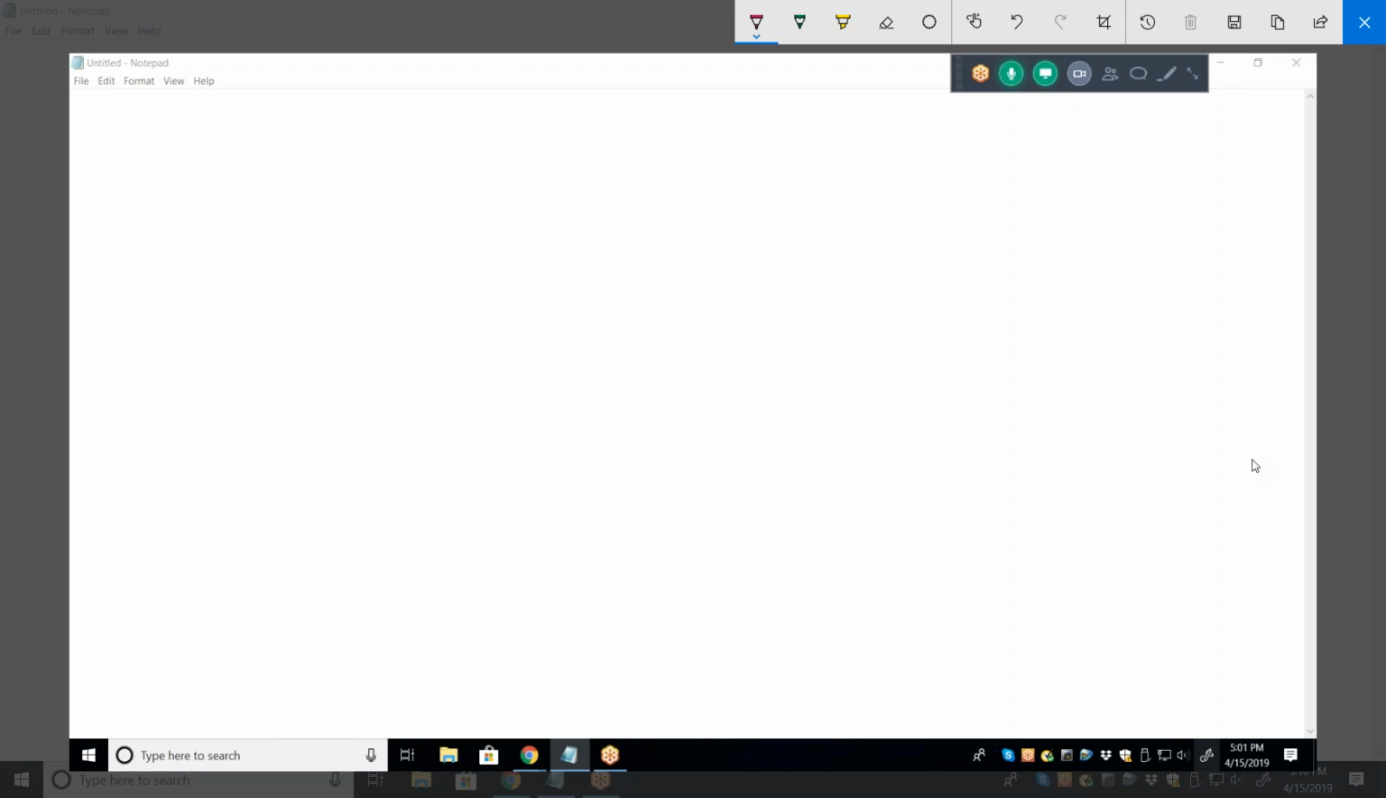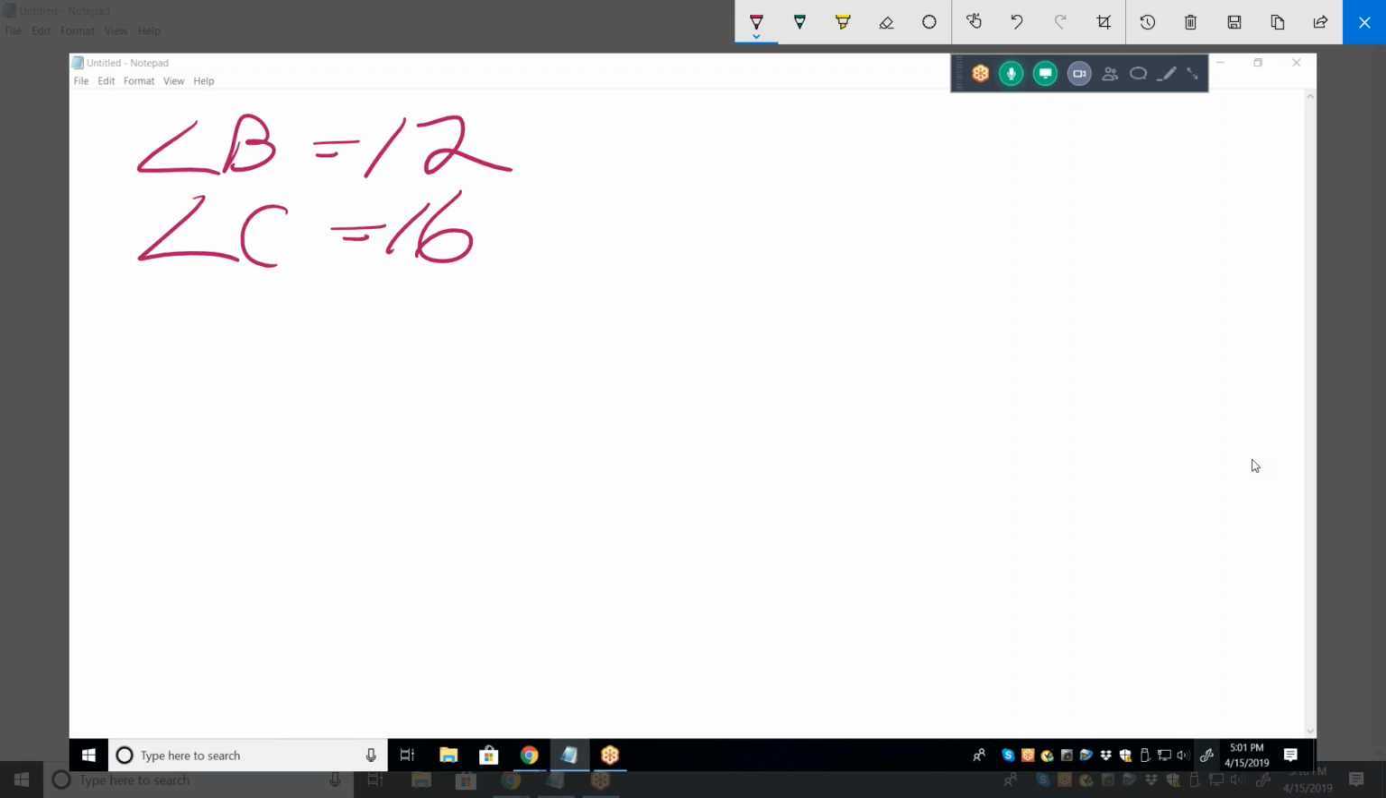It'd be nice if they give us one that isn't the ambiguous case. In other words, where there's only one solution, but they give it to us how they give it to us. So this one is angle B equals 12 degrees, angle C equals 16 degrees, and little a equals 34. I'm going to draw this one.